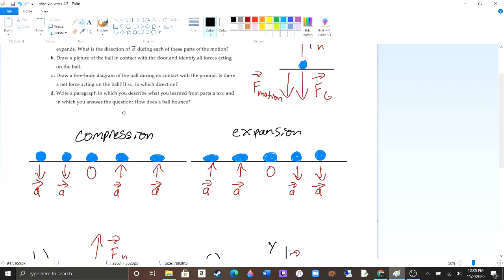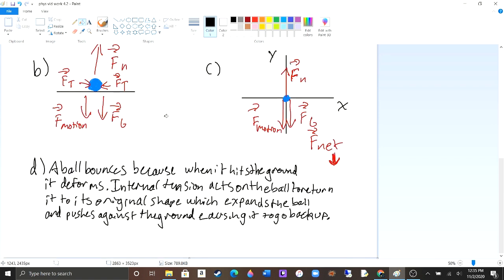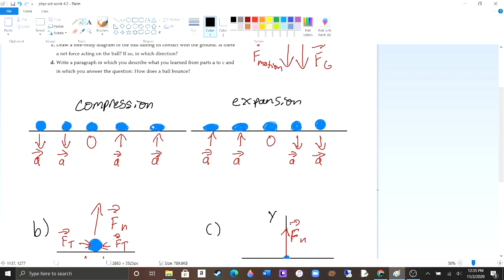And then for part D, it asks us to write a paragraph in which you describe what you learned from parts A to C, and in which you answer the question, how does a ball bounce? So a ball bounces because when it hits the ground, it deforms, and the internal tension acts on the ball to return it to its original shape, which expands the ball and pushes against the ground, causing it to go back up. So as it flattens, it wants to go back into a sphere, so the height of the ball expands, and because there's only 2 directions for it to expand, one of those is against the ground, so it reshapes, pushes against the ground, and goes back up.